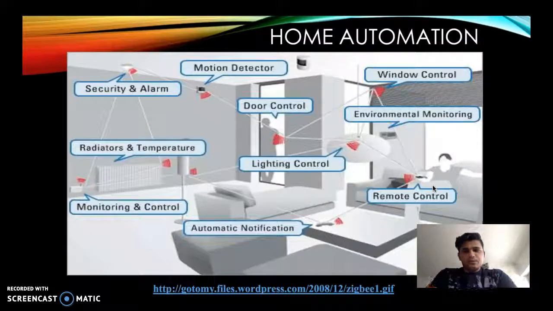Home automation. You can see in the picture the security alarm, monitoring control, automatic remote control, environment monitoring, window control, door control, lighting control. We can use these in our daily life: light, door, windows. And people are lazy to stand up to turn on the light and open the curtains and everything.